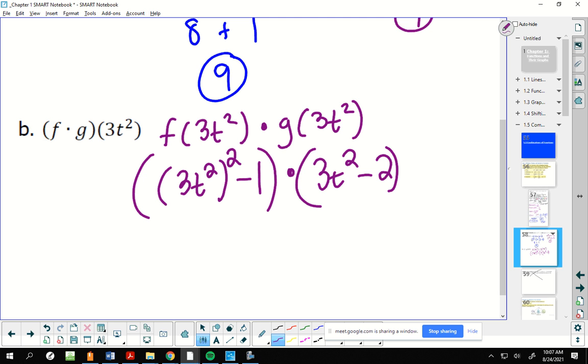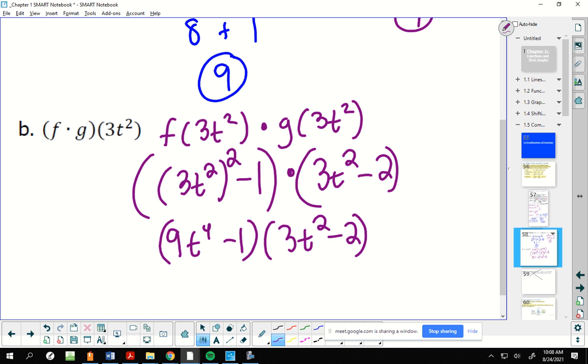All right, so let's simplify this. Exponent rules. You have to raise every factor to the second power. That includes the 3. Don't miss the 3. So this is 3 squared, which is 9. T squared to the second power, you multiply the exponent, so that's t to the 4th, minus 1, times 3t squared minus 2.